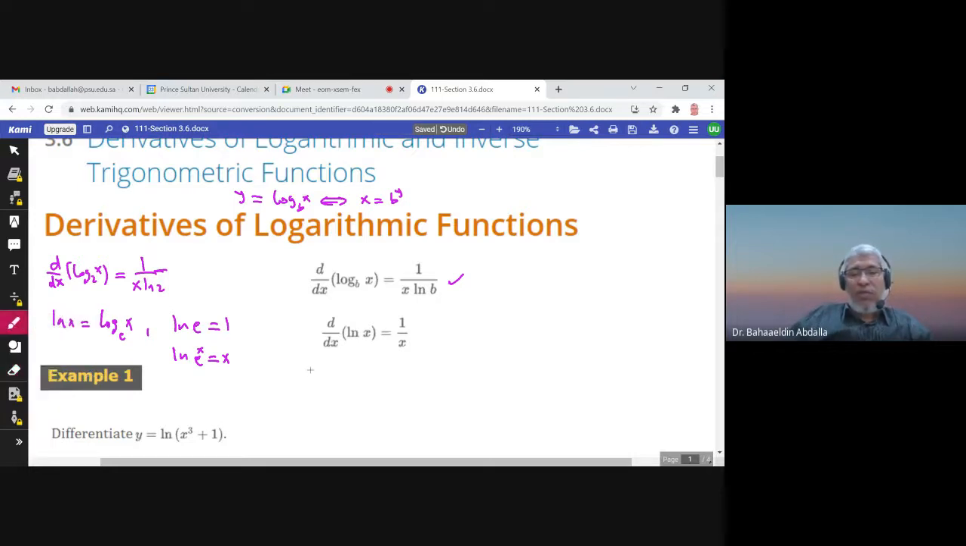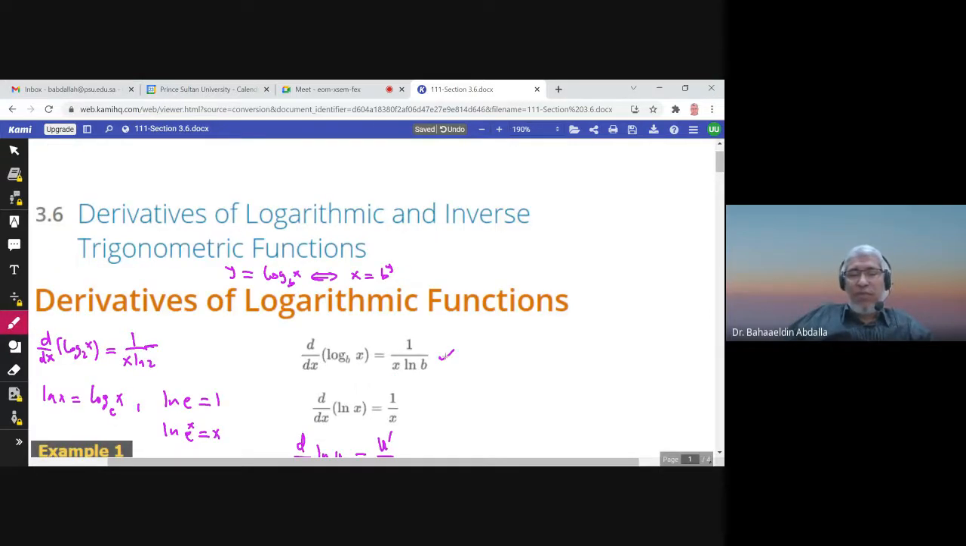And if you want to use, instead of x, u, a function of x, g of x, then using the chain rule, the derivative would be 1 over u times u prime, or you just write it u prime over u. So the derivative of ln u would be u prime over u. We can prove this formula from this definition here.